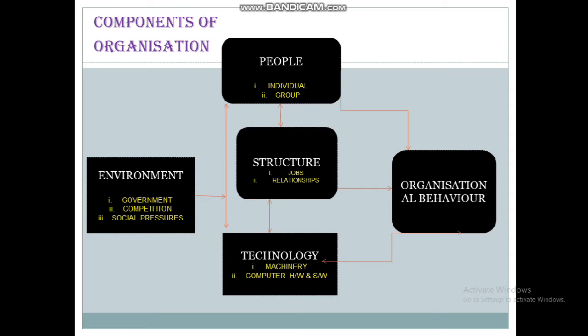Hey guys, today we are going to discuss components of organization. The key elements of organization are shown here, that is the people, environment, structure, organizational behavior and technology.